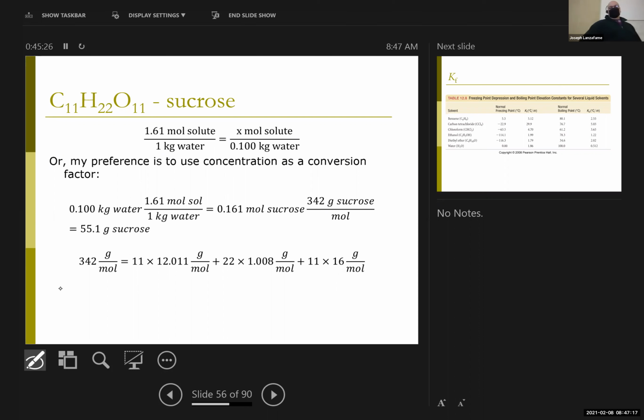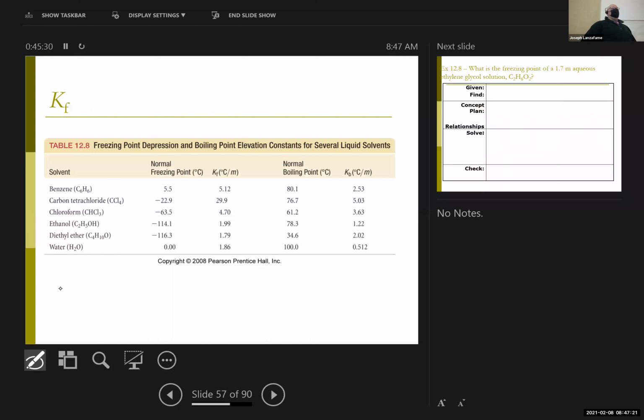Which is one of two reasons I typically use salt, right? And so again, you can find tables of these things. The KBs and the KFs are material properties. They are virtually impossible to predict, at least in terms of magnitude. You'll notice they're all over the place.